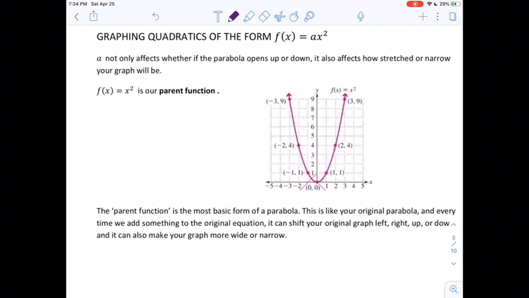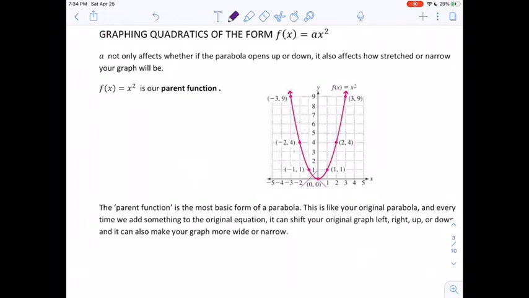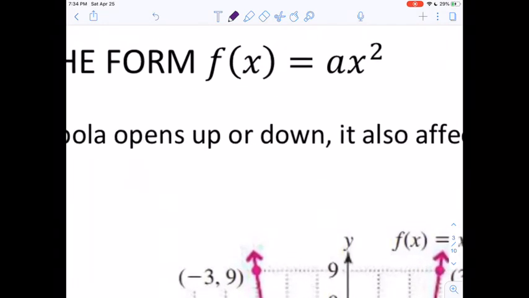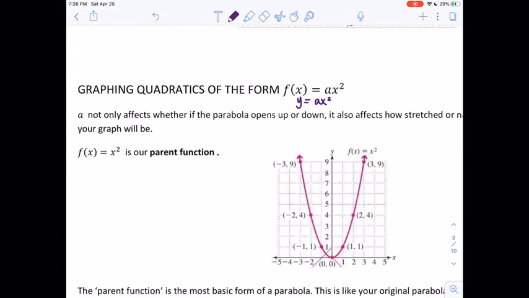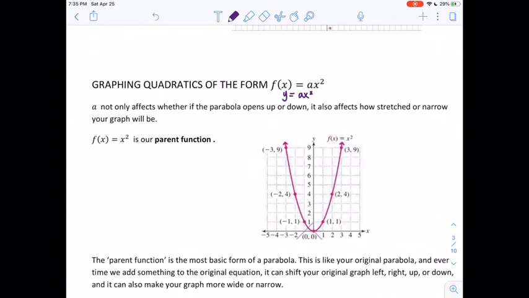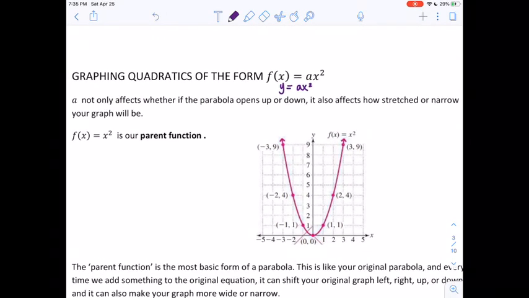But let's move on to graphing quadratics of the form f of x, or if it makes you feel better, you could write y equals ax squared. So A doesn't only affect whether the parabola opens up or down, it also affects how stretched or narrow your graph is going to be.